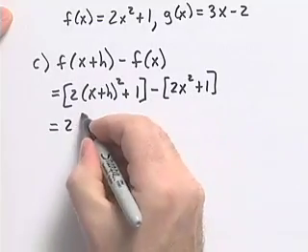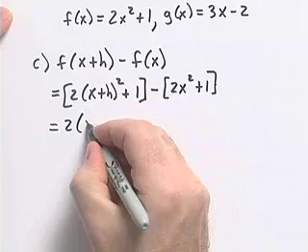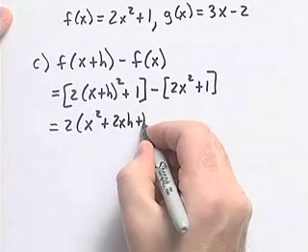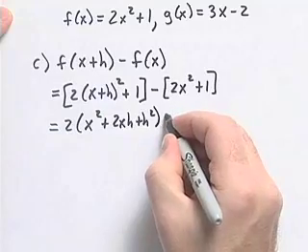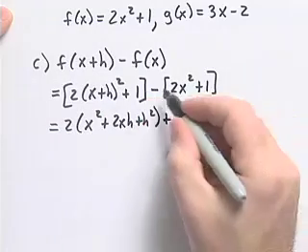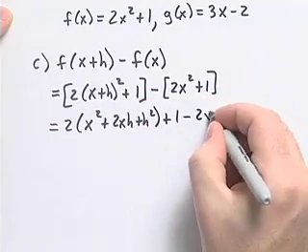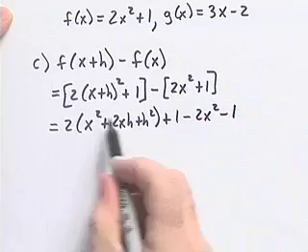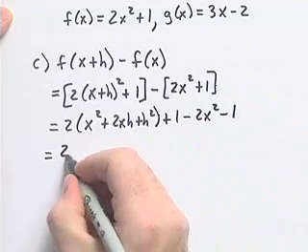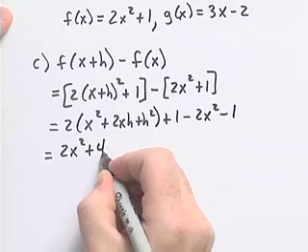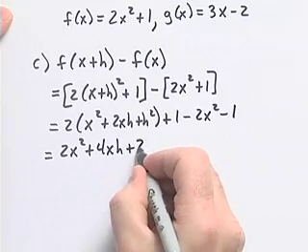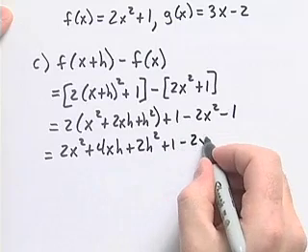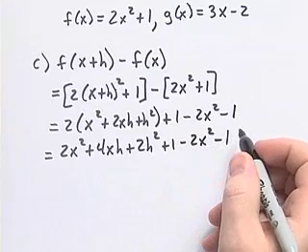So here we'll get 2, and if we expand (x plus h) squared, we'll get x squared plus 2xh plus h squared. And we have plus 1. We're going to subtract 2x squared, and then subtract 1. I'm going to distribute our 2 next. So we'll have 2x squared plus 4xh plus 2h squared, and plus the 1, minus 2x squared minus 1.